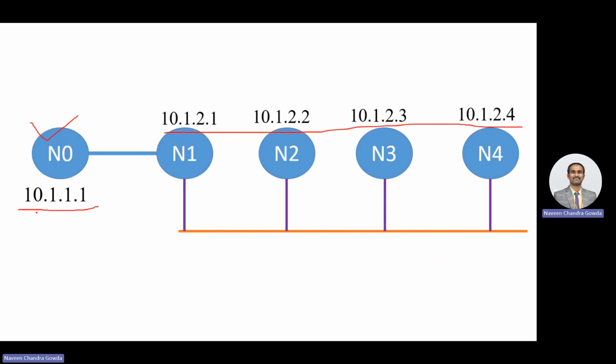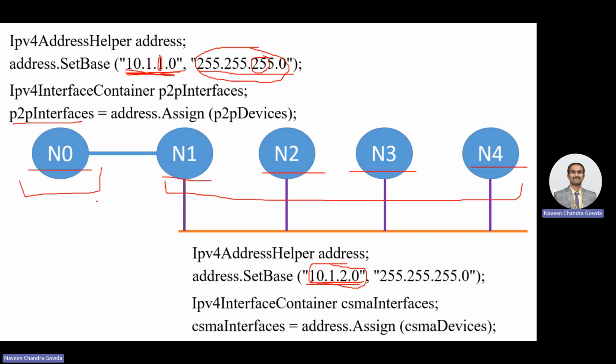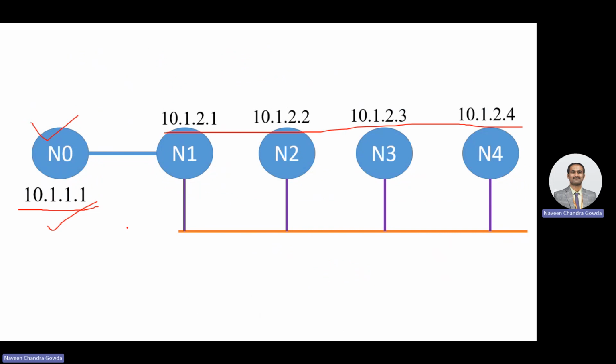As soon as we consider it to be 2 different networks, we are given 2 different base addresses. In the previous example, here we are given 2 different base addresses. Based on that, IP addressing has happened in this particular slide, as you can see here.